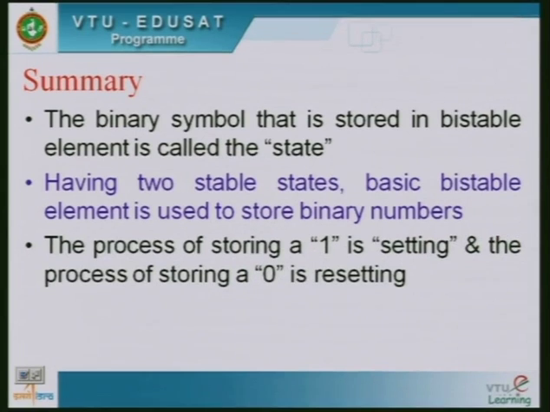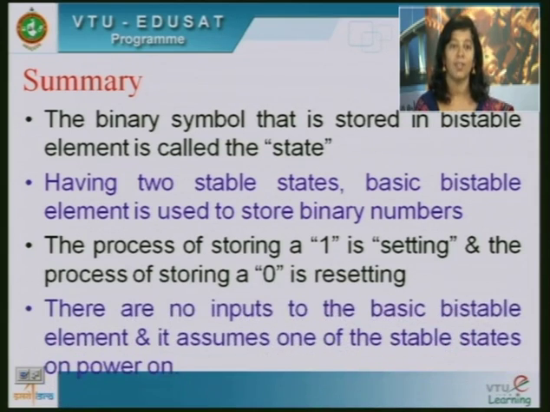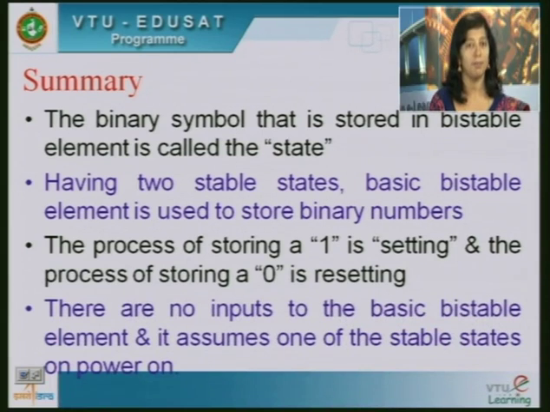Q can be either 0 or 1. So, it can store one bit of information, and the process of storing a 1 is called setting the element or setting the latch, and the process of storing a 0 is called resetting the latch. So, whenever Q is 1, we say the latch is set or the bistable element is in set state. Whenever it is 0, we say the bistable element is in reset state. And as I have told you before, there are no inputs given to the basic bistable element. It assumes any value for A and B, and on power on it just assumes some value and continues.